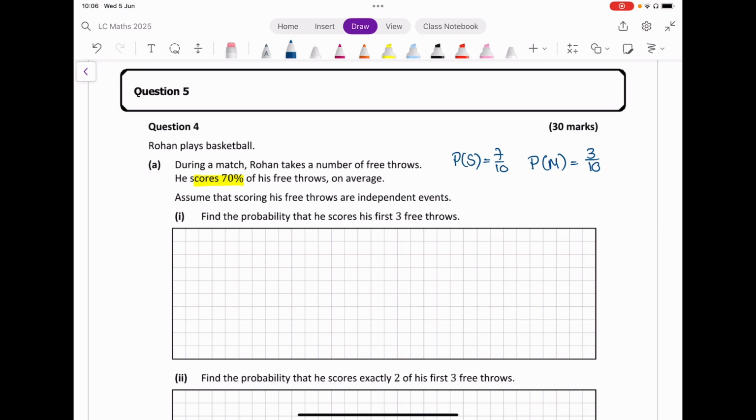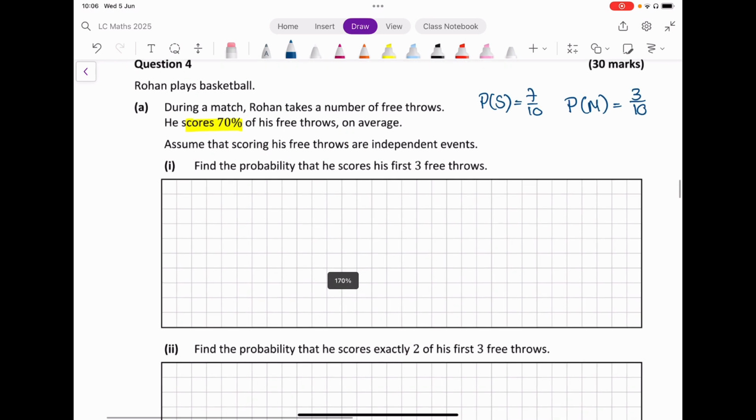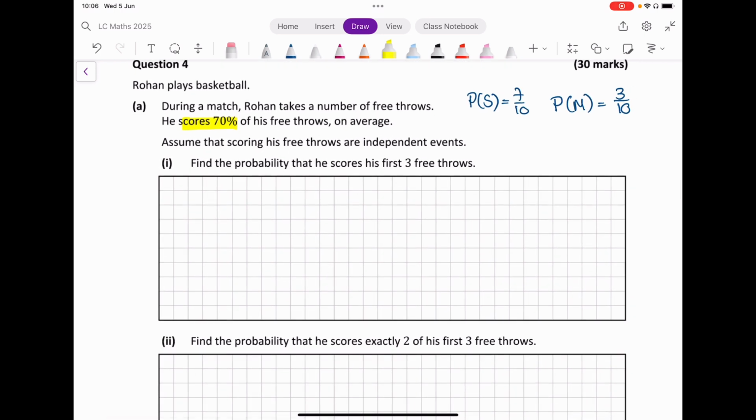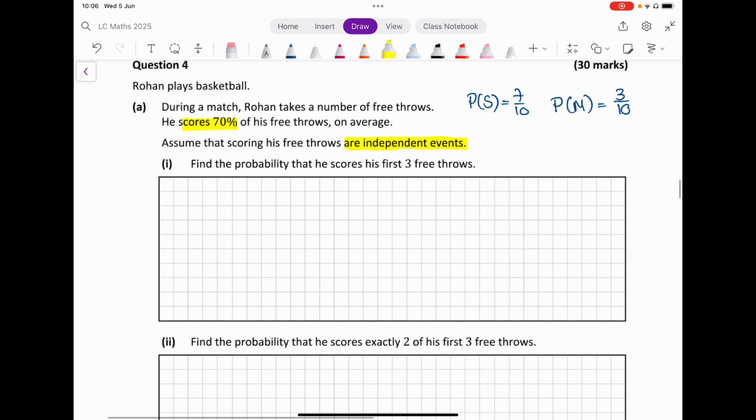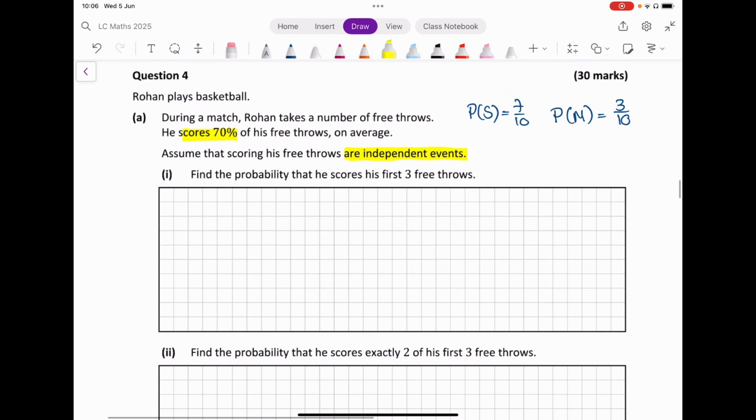And the probabilities have to add up to 1. The question says to assume that scoring free throws are independent events, and that just means that they don't affect each other. Whether or not you miss the first one or the second one won't affect the third one. And it asks you to find the probability that he scores his first 3 free throws. So what's the probability that he scores and scores and scores?